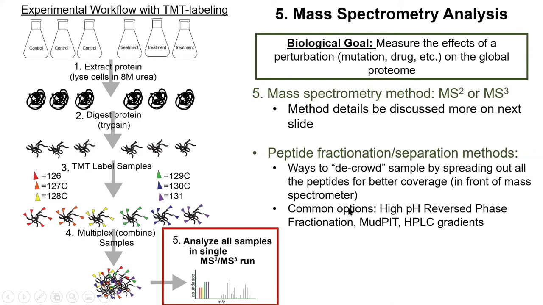And so just some common options are listed. One the proteomics core uses quite a bit is high pH reverse phase fractionation. One that our lab uses and that Dr. Dowd mentioned in her lecture is MudPIT, or multi-dimensional protein identification technology. And you can play with gradients on the HPLC that's in front of the mass spectrometer. And all of these are either in your sample prep steps or in front of the mass spec.